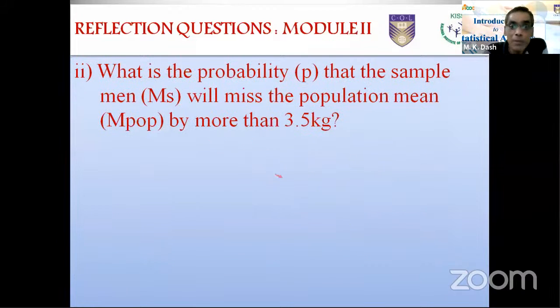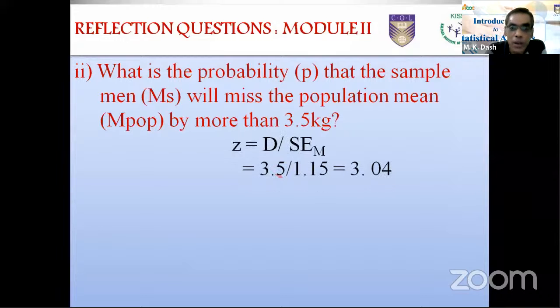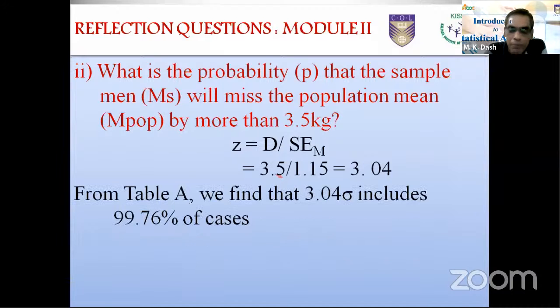Now, what is the probability that the sample mean will miss the population mean by more than 3.5 kg? Earlier it was given will not miss, but now it is given will miss the population mean by more than 3.5 kg. The only difference is this. Now see how to proceed. Exactly the same way, let us find the Z value. Z value is 3.04 because D is 3.5. Now refer to the table. 3.04 sigma includes 99.76%.